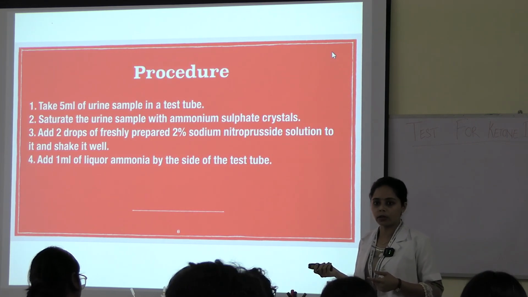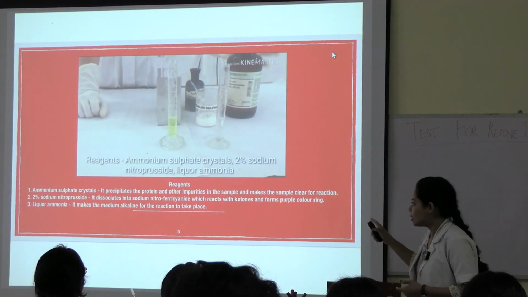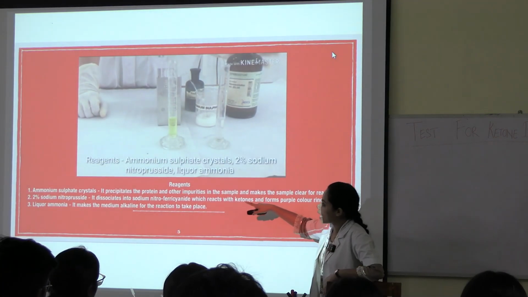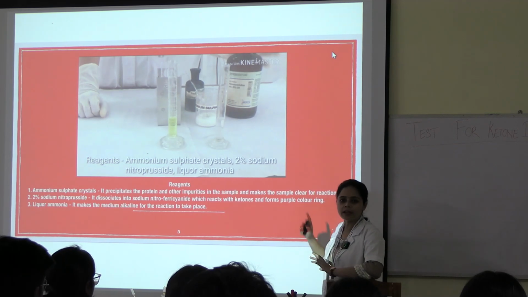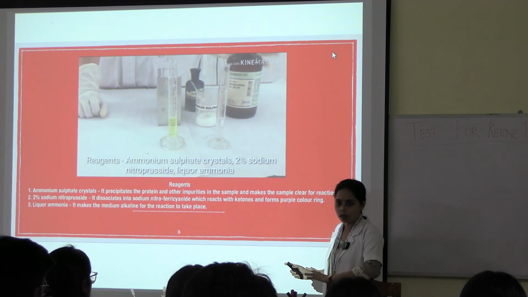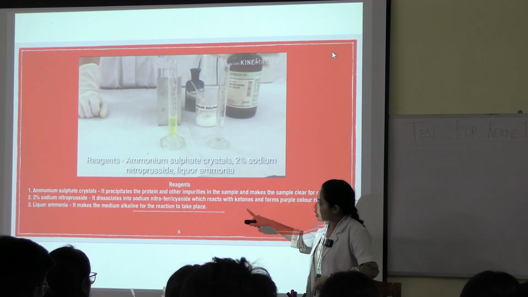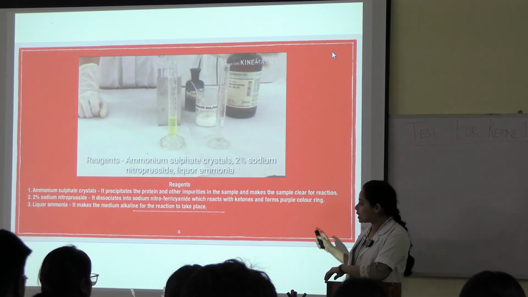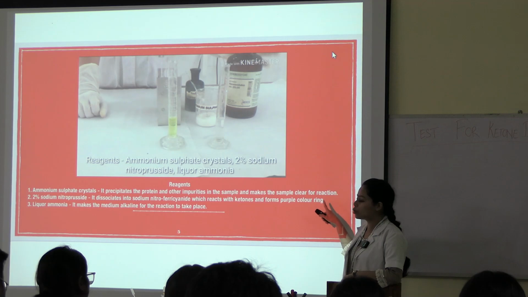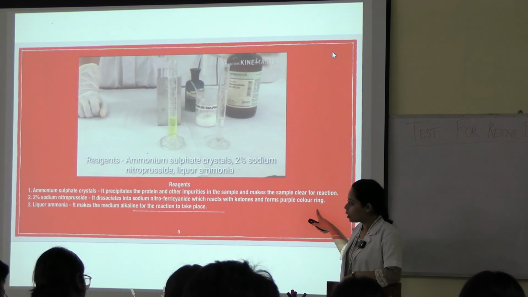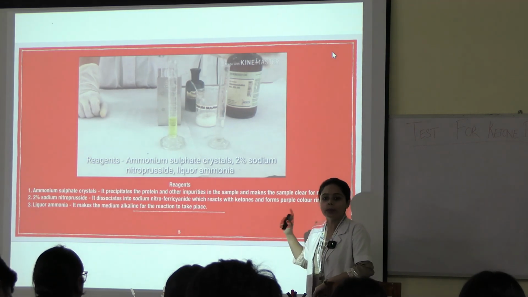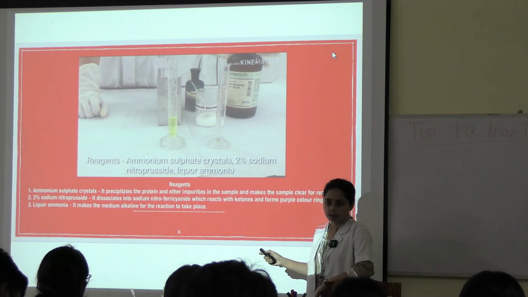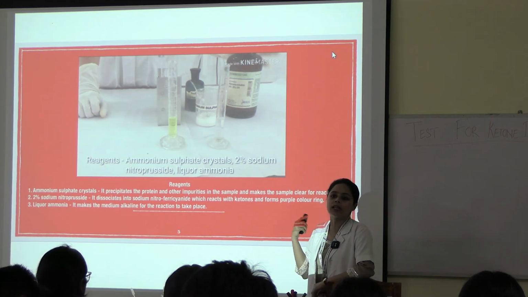Are you getting what I am trying to say? Yes, ma'am. See, in this slide you will understand. What are the functions? It precipitates ammonium sulfate crystals, precipitating the rest of the impurities of the sample. Sodium nitroprusside dissociates into sodium nitroferricyanide, which reacts with the ketones to form a purple color ring in the presence of the alkaline medium, which is provided by the liquor ammonia. So that is how you get the purple color ring.